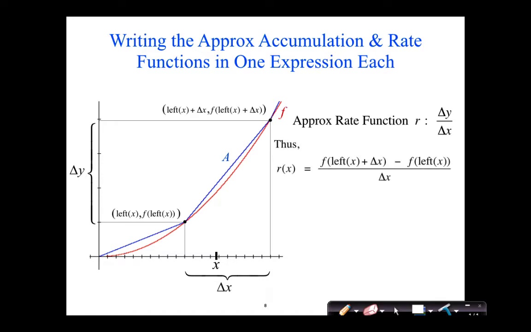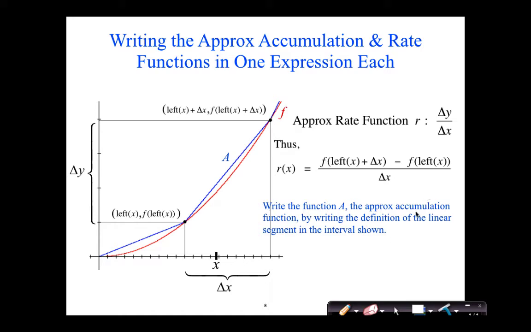So our rate function would then be given by this expression, y final minus y initial over, well, same with the x's, but I know what the variation in x is. The interval width was delta x. But you can also do left of x plus delta x minus left of x. That leaves just delta x. So here's an approximate rate function. And how could I make my approximate rate function better? Make delta x smaller.